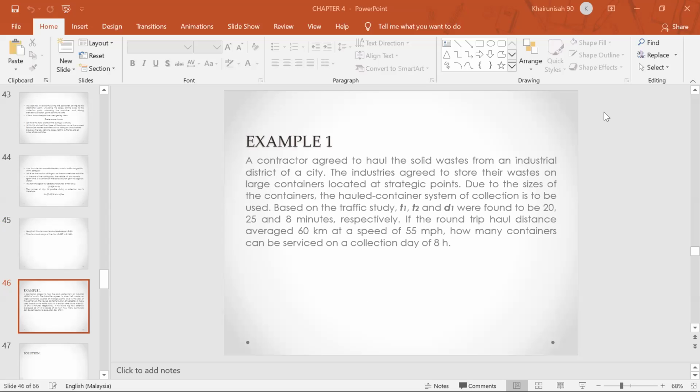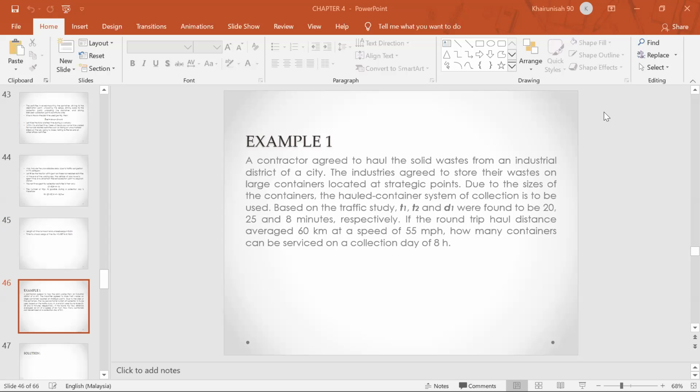Example 1: a contractor agreed to haul solid wastes from an industrial district of a city. The industries agreed to store their wastes in large containers located at strategic points. Due to the sizes of the containers, the hauled container system of collection is to be used. Based on the traffic study, T1, T2, and D1 were found to be 20, 25, and 8 minutes respectively. If the round trip haul distance averages 60 km at the speed of 55 miles per hour, how many containers can be serviced on the collection day of 8 hours?